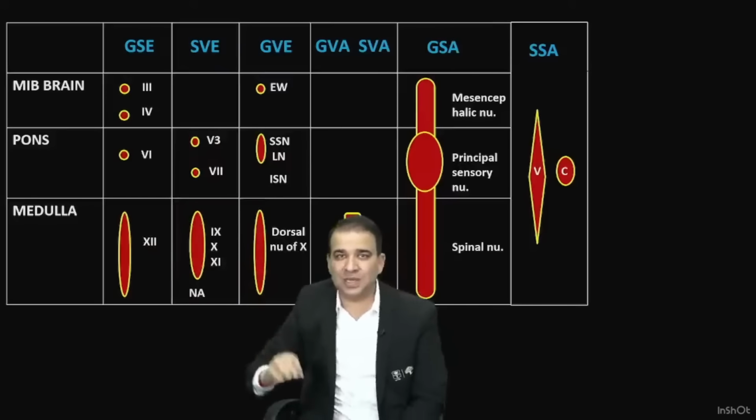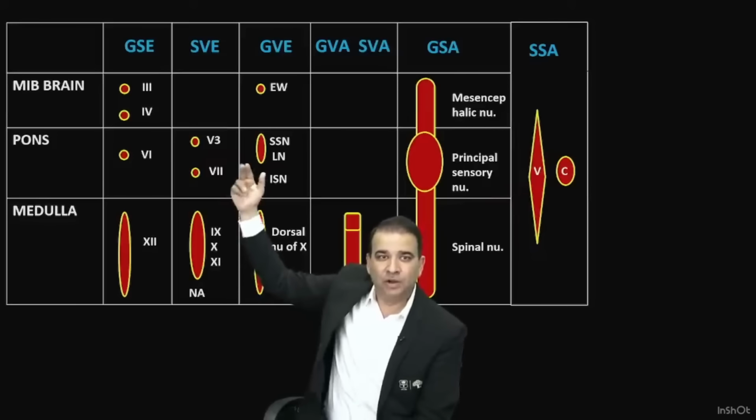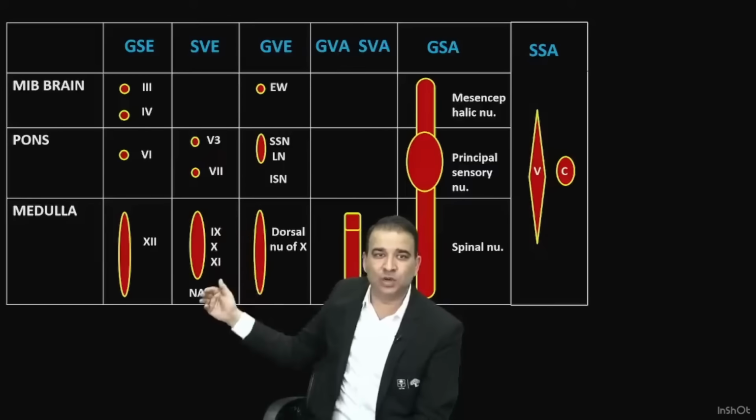The second column is SVE, special visceral efferent, the column of the pharyngeal arches. The nerves of the pharyngeal arches, mandibular nerve, facial nerve, glossopharyngeal nerve, basically nucleus ambiguus is there.